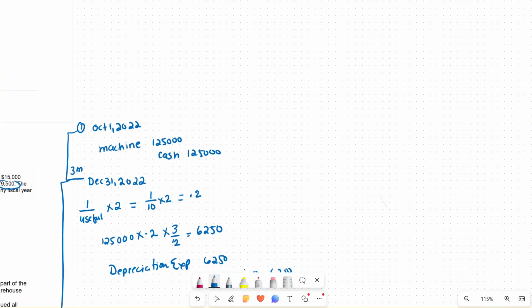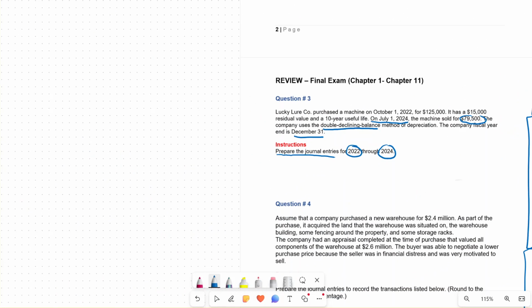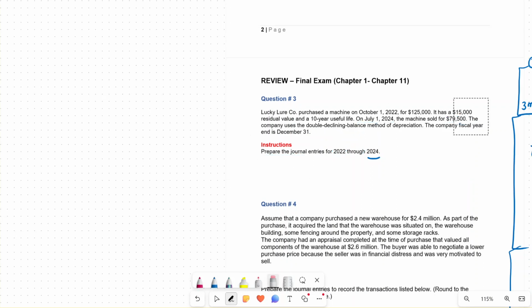What if the company was using a straight line method? What will be your depreciation? This question is not asking, so I'm just going to show you how we do it. The cost of the asset minus the residual value, which is your 15,000, divided by the life, that is your 10.